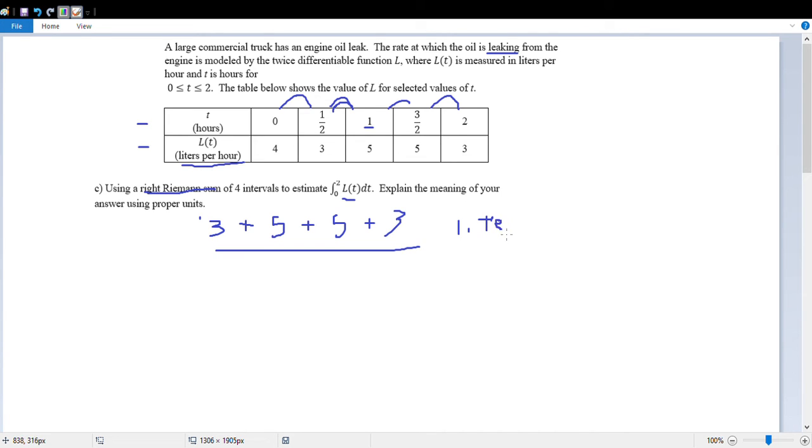We're going to explain the meaning of our answer. So this many liters leaks out over the course of 2 hours. Leaks out, and we'll give the interpretation for t from 0 less than or equal to t less than or equal to 2. And that's it for that one.